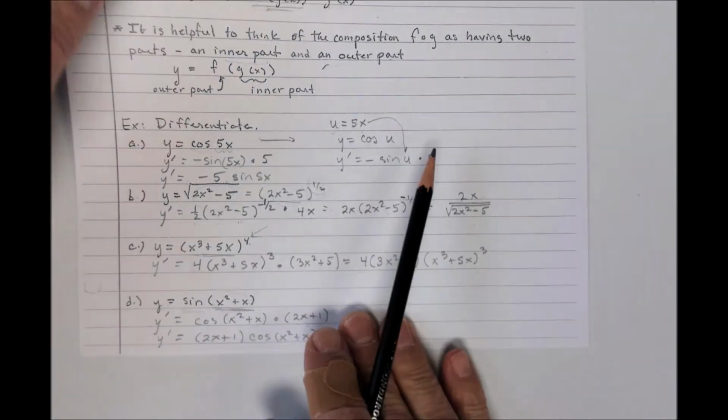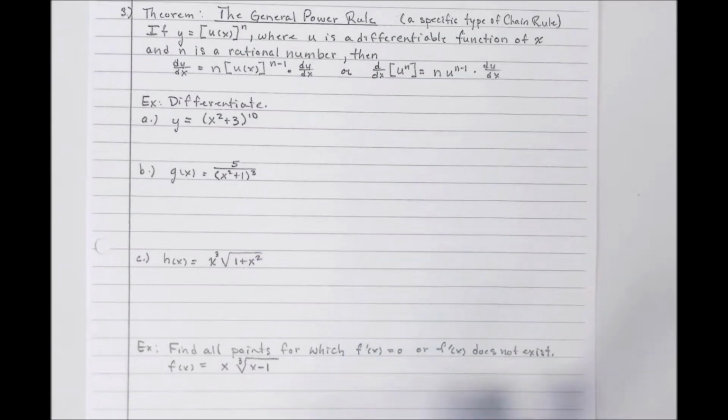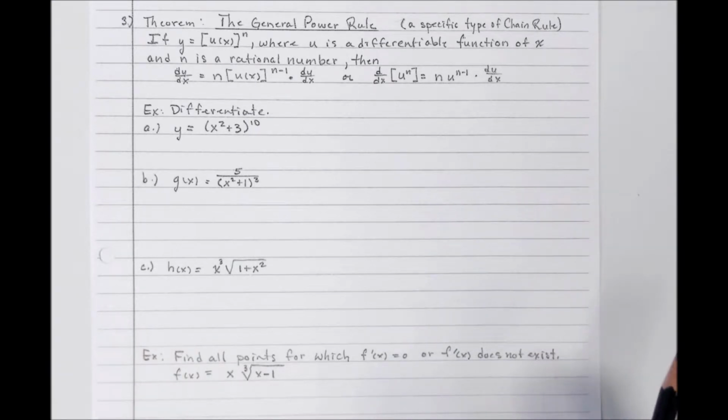Well, we can kind of generalize that, and you'll see why I use that expression, and come up with the theorem which we call the general power rule. The general power rule involves the chain rule. It's just one specific type of example. It just happens to be one of the most common types.